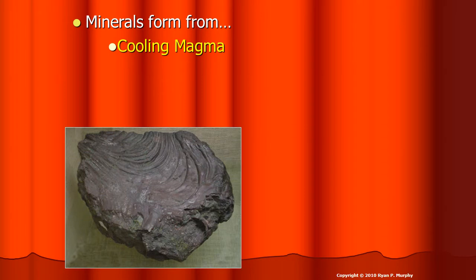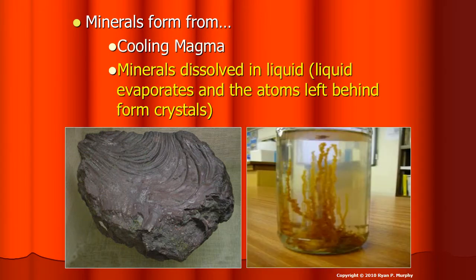So how do we get minerals? Minerals form from cooling magma. First of all, that's what we've already talked about, the idea that magma or lava comes to the surface of the earth, it cools, it hardens, and so those crystals start to form, and you get something like this picture you see here. This is basically a rock that has formed from cooled magma, and so that could be a mineral right there, or a group of minerals that have cooled from lava.